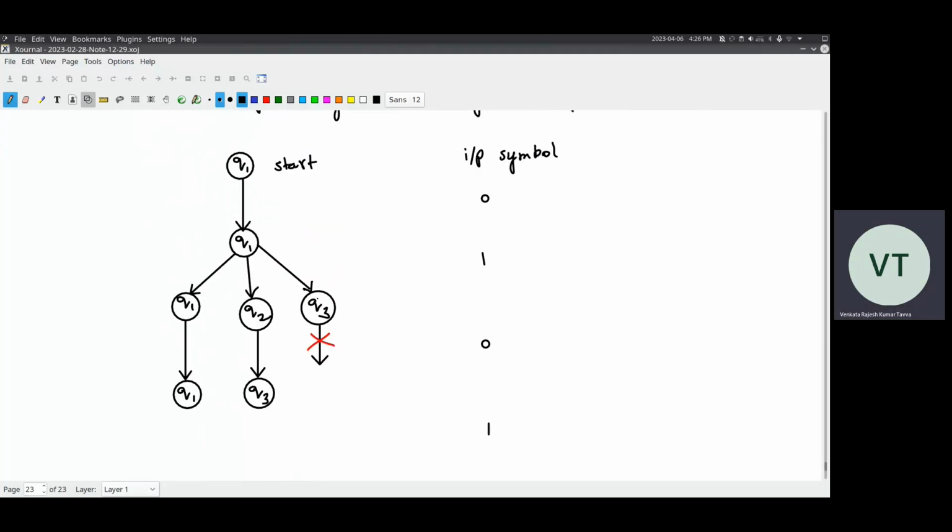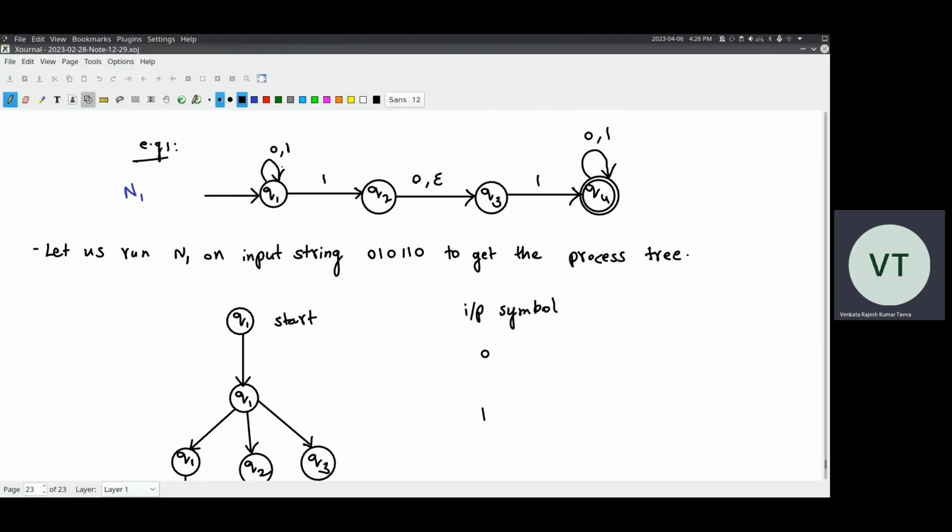So Q1 on 1 goes to Q1 and Q2. But whenever you get Q2, you will get Q3 with it freely. So you always assume Q2 and Q3 are like a set. Q2 will not come alone. Q2 will bring Q3 with it. So it's going to Q1 and Q2 and Q3 at the same time. And Q3 on 1 goes to Q4.